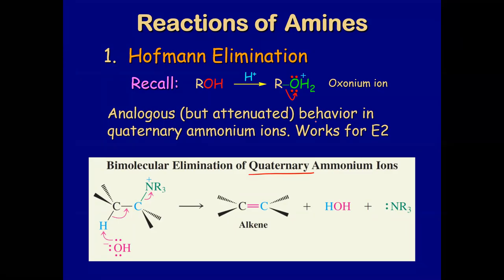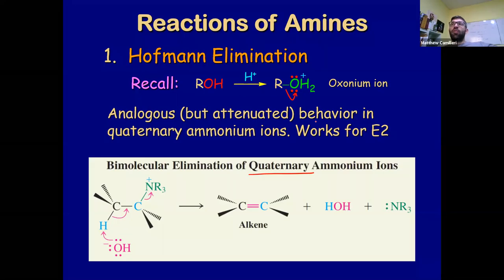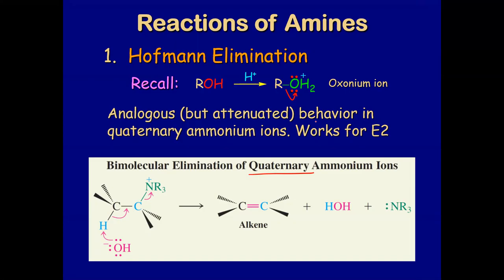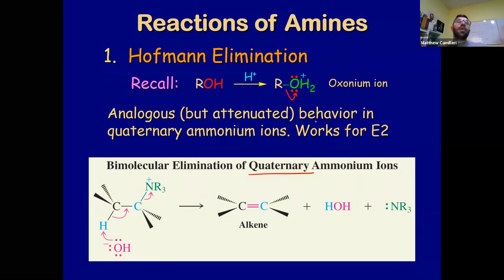Having that charge is very important because when you give it the electrons, you're going to produce a stable, non-charged compound, which is always very important. So no other leaving group can do it; it has to be a quaternary ammonium, pretty much. Same with water.